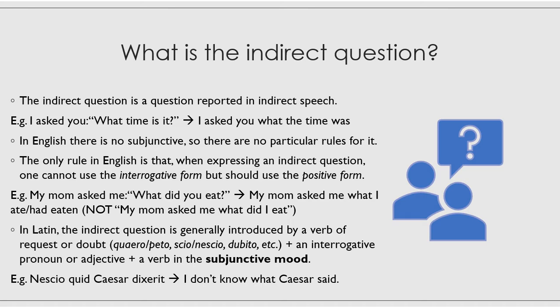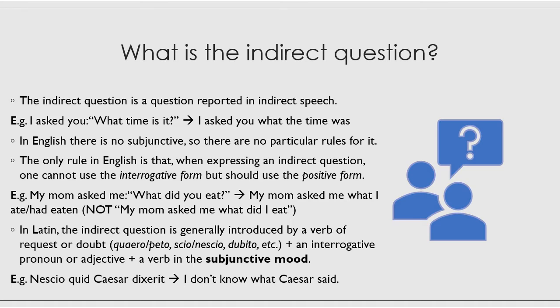In Latin, we find the indirect question generally introduced by a verb of request or doubt. For example, quaero or peto, to ask; scio or nescio, I know, I don't know; dubito, I doubt. There can also be other expressions, but these are the most common. Then you generally have an interrogative pronoun or adjective, which can be quis, quid, like who or what. It could be utrum if you have an alternative, so whether you want this or this other thing. And of course, in the indirect question, you always find the subjunctive mood.